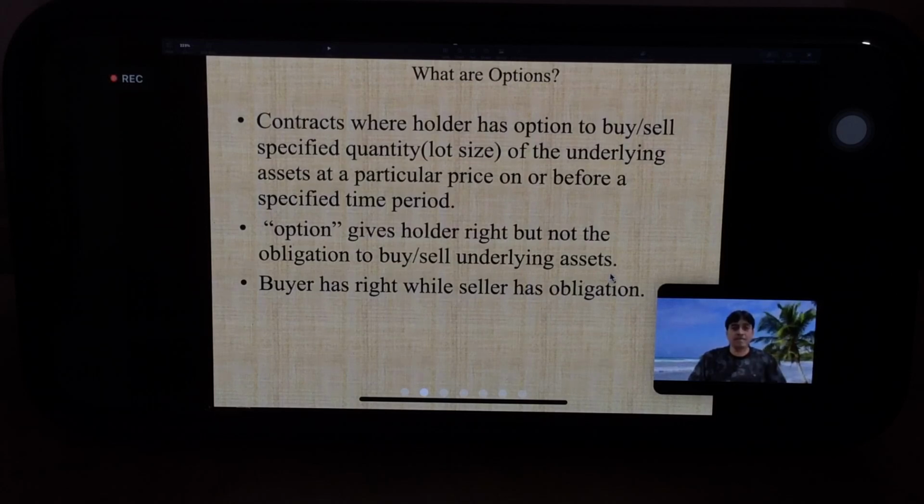So option gives holder right, but not the obligation to buy or sell underlying asset. Buyer has right while seller has obligation. Right? So if I buy some option, then I have right that if I want a delivery, then I can ask my broker and exchange that I want delivery of this particular stock and you have to give me. And the person who has sold us, he has obligation that he has to sell it to us. Right? So if we buy at 23,000 and if it goes to 3,000 and we want to take the delivery, then that person who has sold us at 23,000 will have to buy at 3,000 and will have to deliver us. Right? So he will be making that much loss. Not potential, that will be real loss for him.